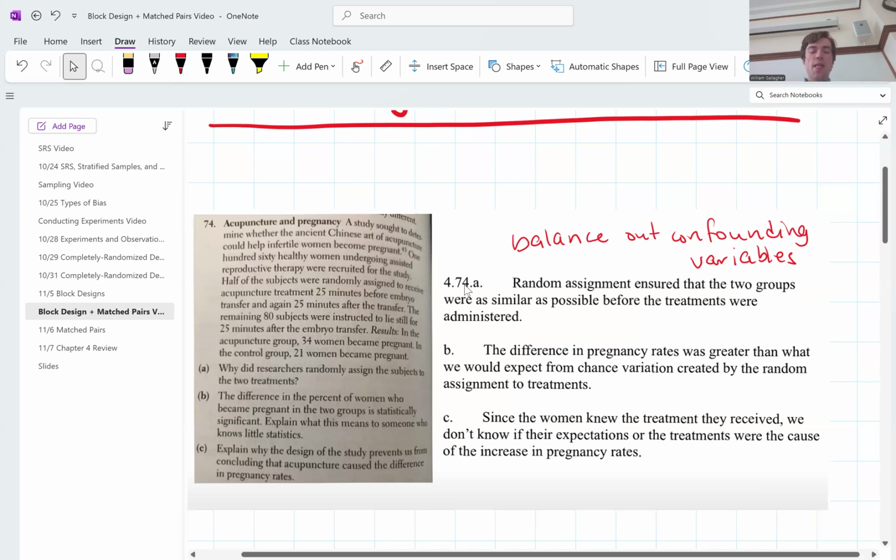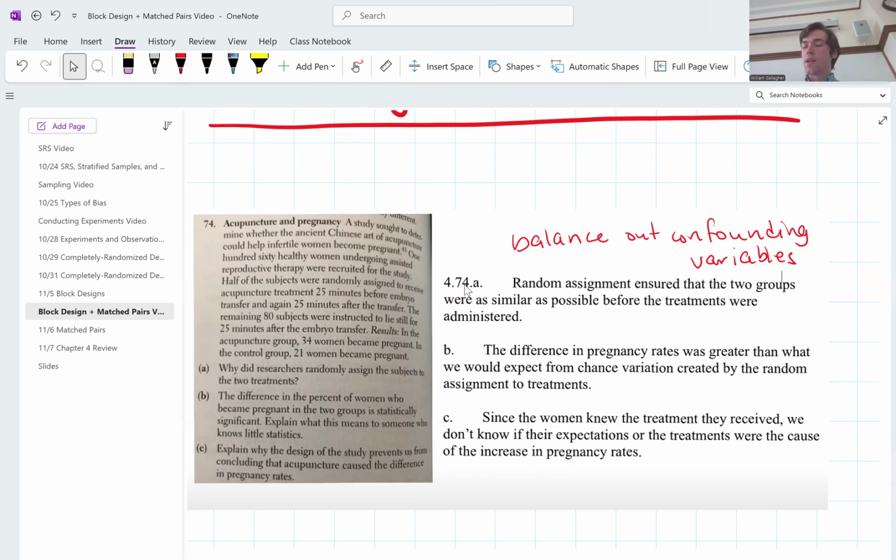And then part C, explain why the design of the study prevents us from concluding that acupuncture caused the difference in pregnancy rates. And so the reason for this is, if you take a look at the question closely, right, since the women knew the treatment they received, we don't know if their expectations or the treatments were the cause of the increase in pregnancy rates. So again, the point here is that maybe there was a placebo effect that is causing this increase.